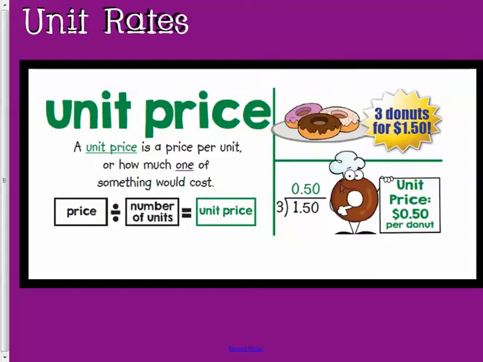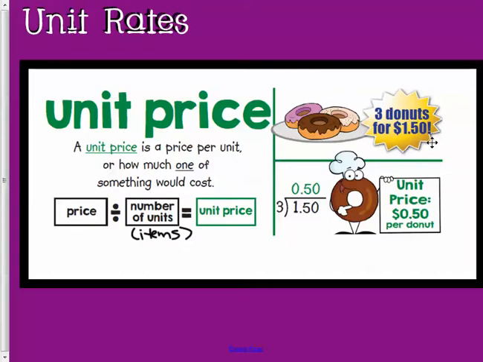All right, so let's talk about unit price. A unit price is a price per unit, or a price per 1 item. Okay, so it's how much something costs, but only one of those somethings. So it's always the price divided by the number of units, or the number of items, and that gives us our unit price.